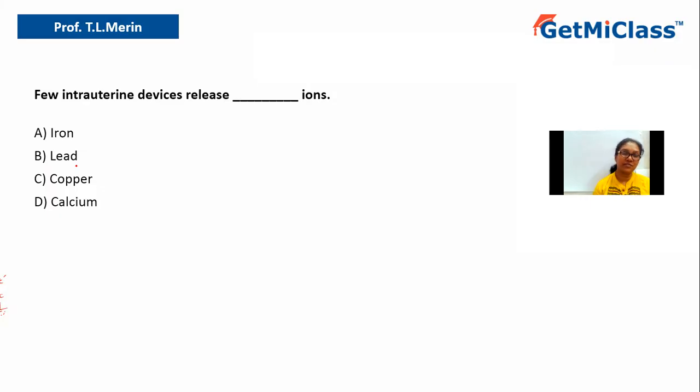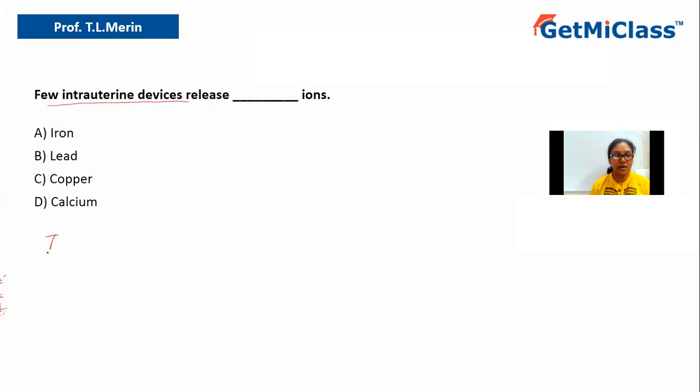Today we are going to solve this question which says few intrauterine devices release dash ions. Option A iron, option B lead, option C copper, option D calcium. Let us understand the question. It says few intrauterine devices release dash ion.